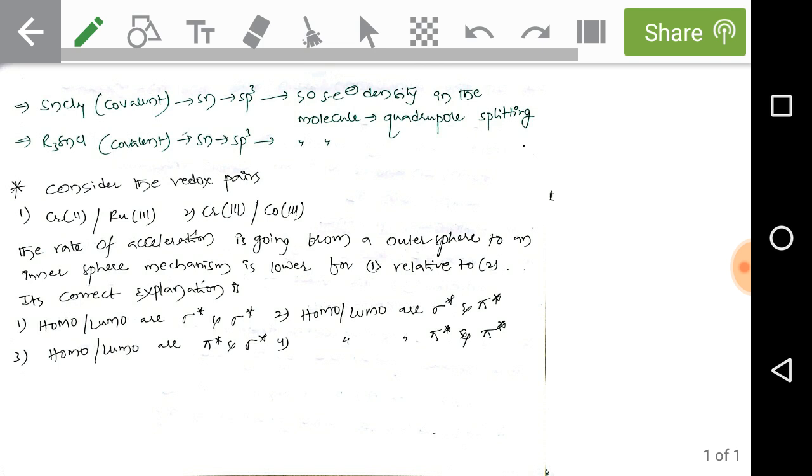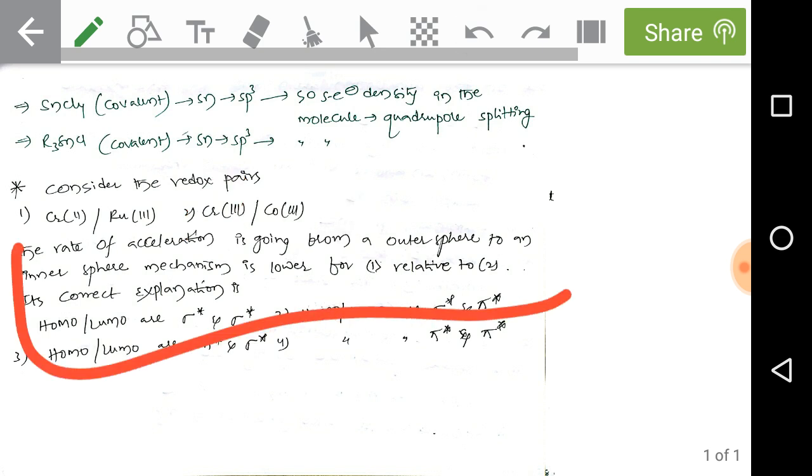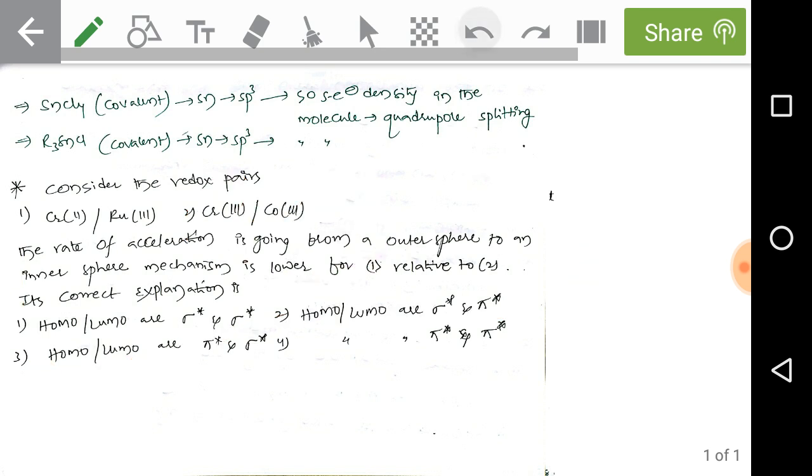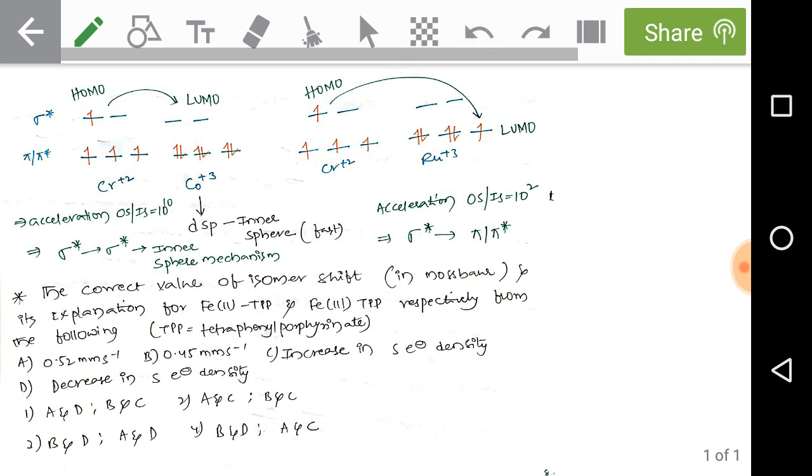Okay, next question, chromium 2 and ruthenium +3 and chromium +3 to cobalt +3, the rate of electron transfer going from an outer sphere to inner sphere mechanism is lower for 1 relative to 2. Okay, so how and why we need to find. Now just look at the concept here.